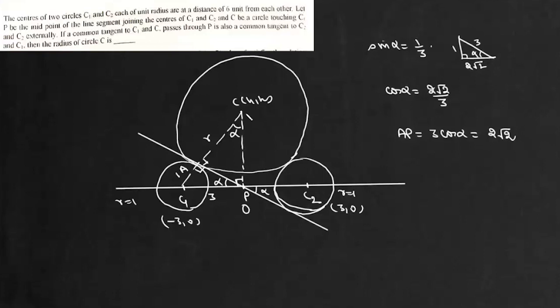Now for this triangle CPA, we can write R equals AP cot alpha. Now AP is 2√2 and cot alpha is 2√2/1. So the value of R is 8. So the radius of this larger circle C is 8 units, and that is the answer to this question.